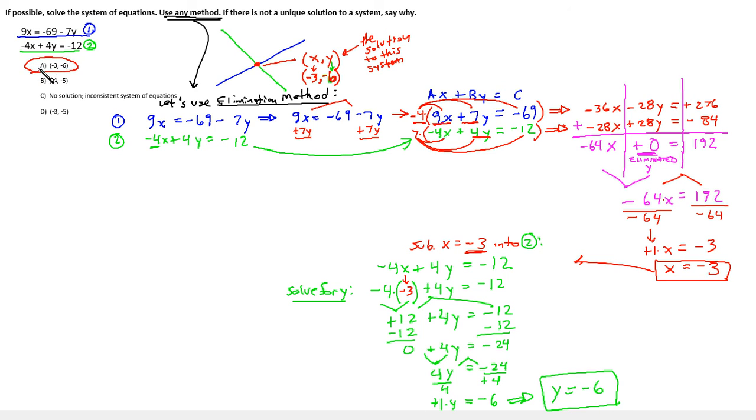The ultimate way to check this and make 100% sure that these numbers work is we should substitute x equals negative 3 in equation 1 for x and equation 2 and simplify. And we should also take y equals negative 6 and substitute that into y in both equations, simplify it and make sure that we get true. I'll leave that step up to you for checking.